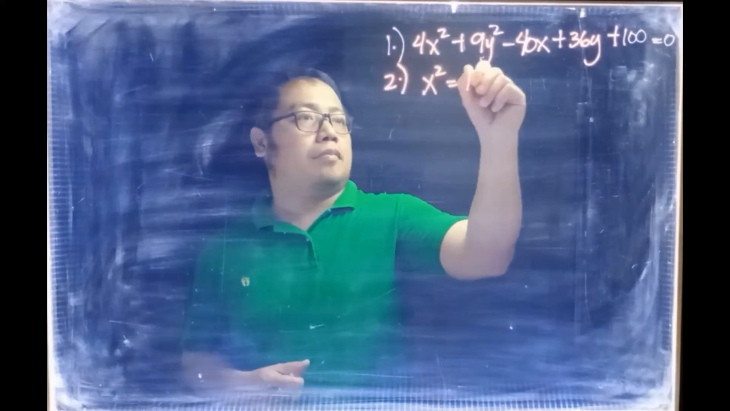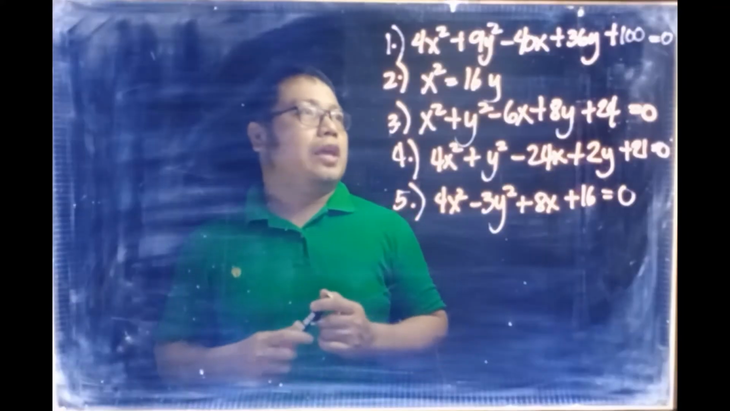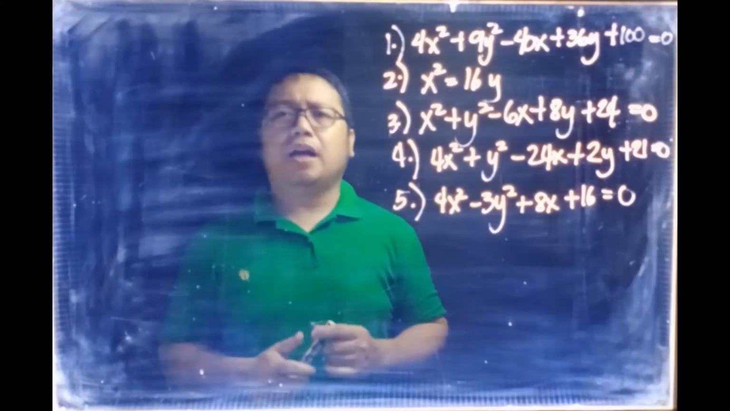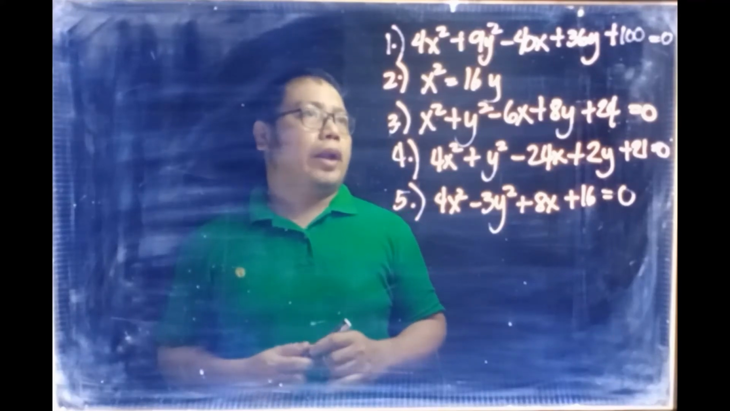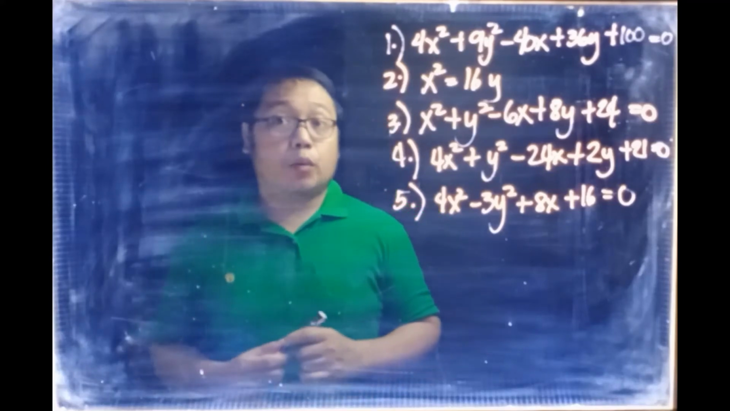So now, let's have some practice exercises. You are given an equation in general form, and I want you to identify if it is an ellipse, a hyperbola, a circle, or a parabola. Given the following equations in general form, we have to identify if it is a parabola, a circle, an ellipse, or hyperbola. Number 1, 4x squared plus 9y squared minus 40x plus 36y plus 100 equals 0.